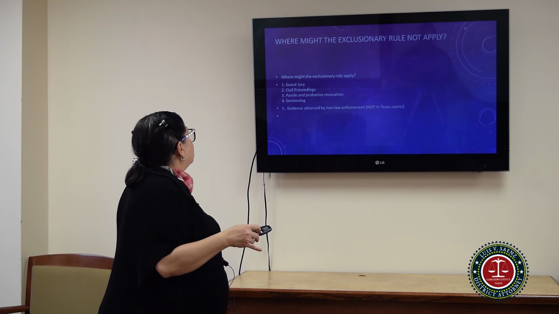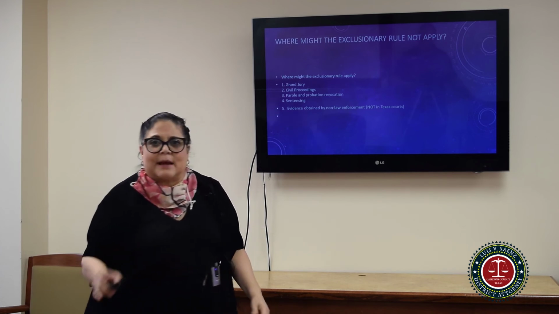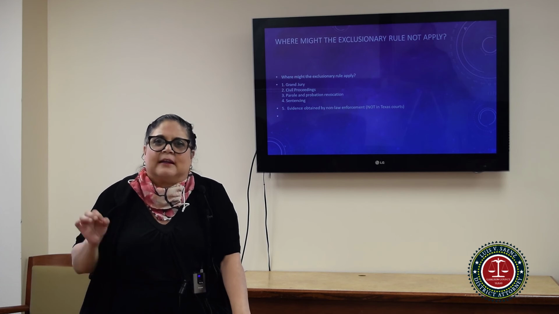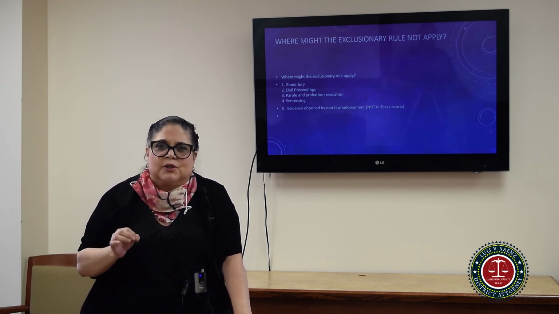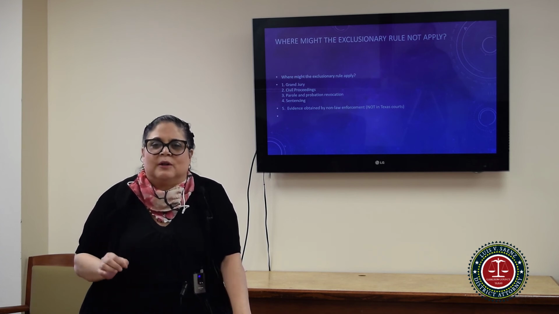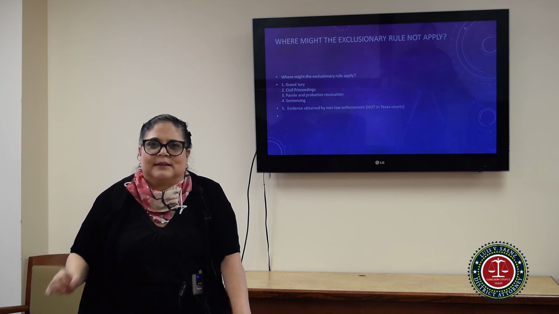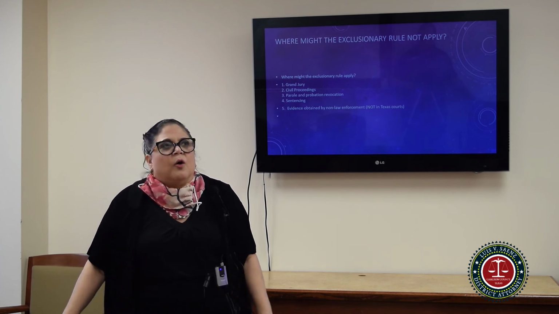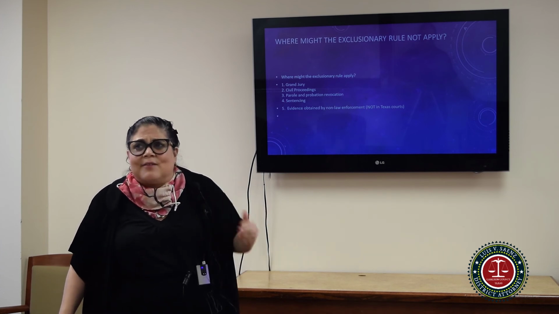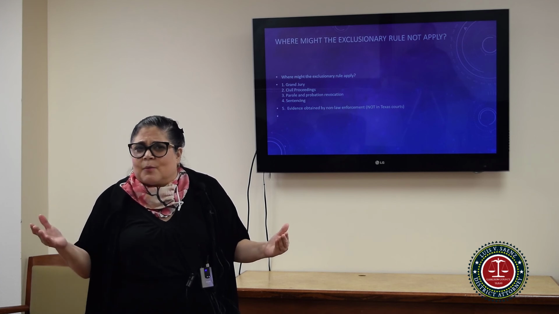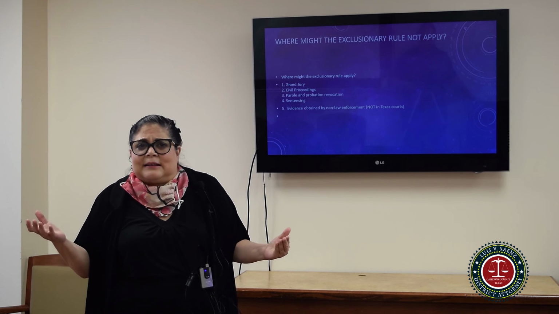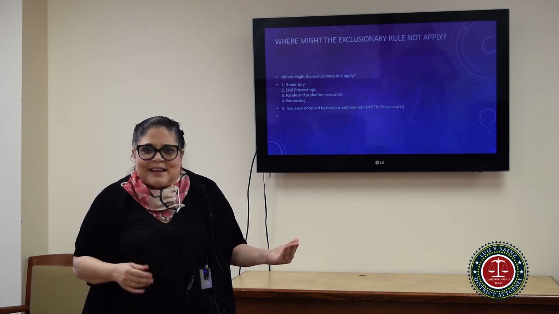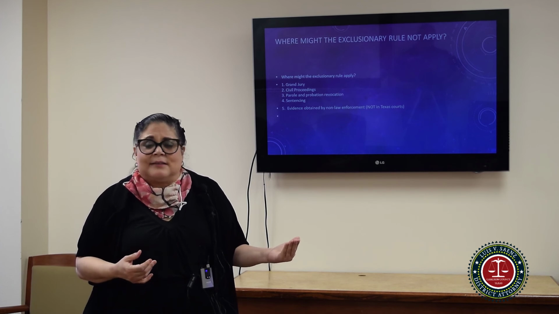Now, number 5, evidence obtained by non-law enforcement. Let me explain what that means. If you remember what the purpose of the exclusionary rule is, you will understand this particular limitation. The purpose of the exclusionary rule is to deter police misconduct. The target is police. The target is law enforcement. So if somebody else obtains evidence illegally, the exclusionary rule is not applicable because it's not the police that committed the illegality. It's somebody else. That somebody else may be punished for whatever they did wrong, but it doesn't mean that the evidence they obtained is going to be suppressed or excluded.